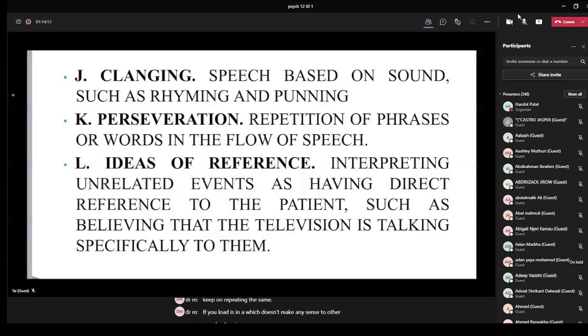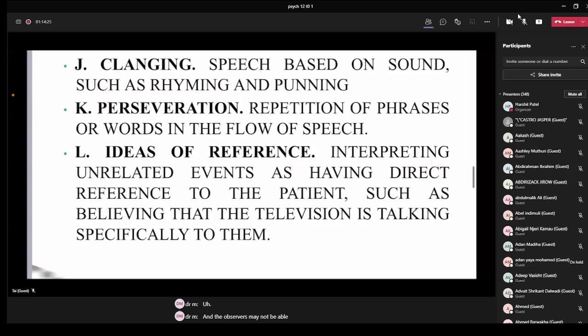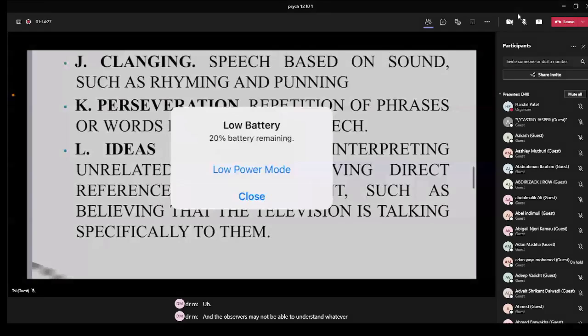Clanging refers to speech based on sound. So there is rhyming and punning, and the observers may not be able to understand whatever the patient is communicating.